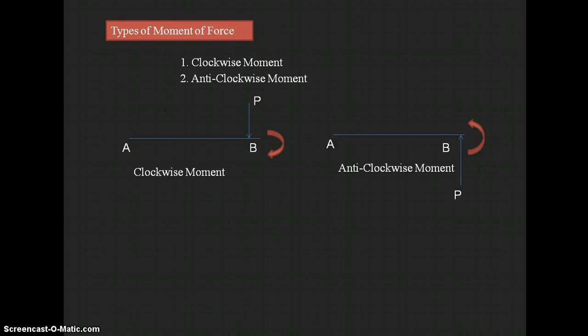And the second one is anti-clockwise. According to the direction of the force acting, the force is acting vertically upward on the bar AB, which causes the moment of the bar AB with respect to A in the anti-clockwise direction, opposite to the direction of motion of the hands of the clock. So based upon that we call it anti-clockwise moment. These are the two main types of moment of forces. So up to now that is enough.